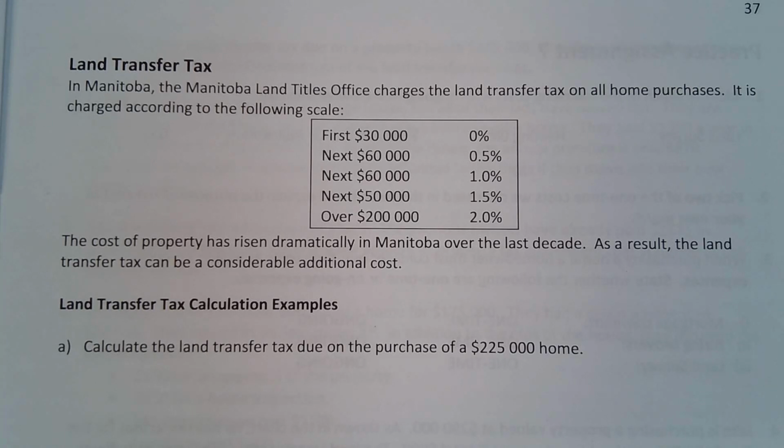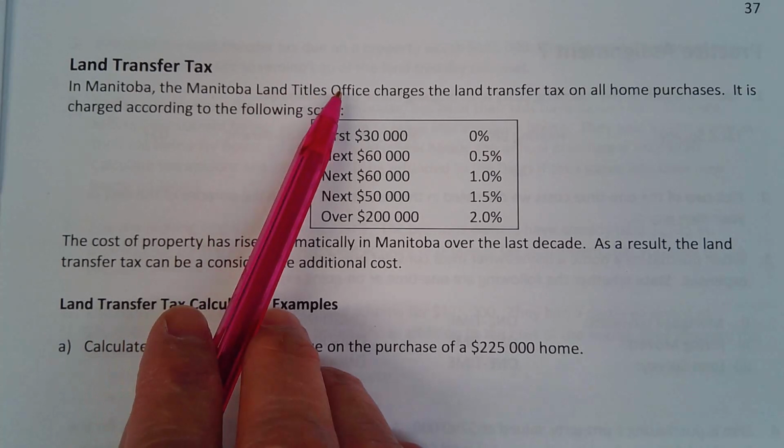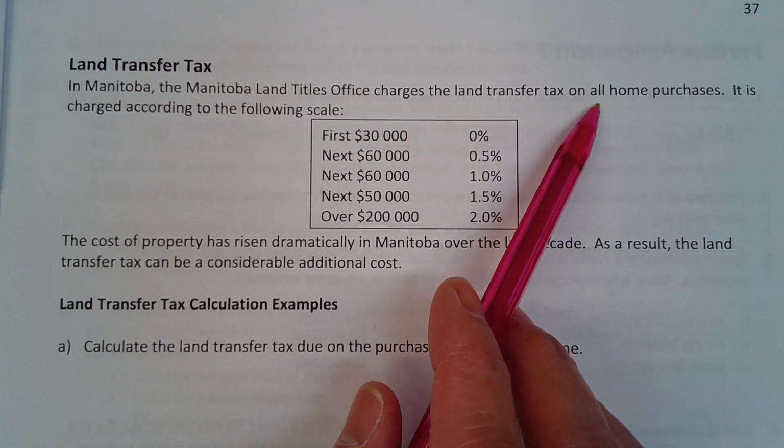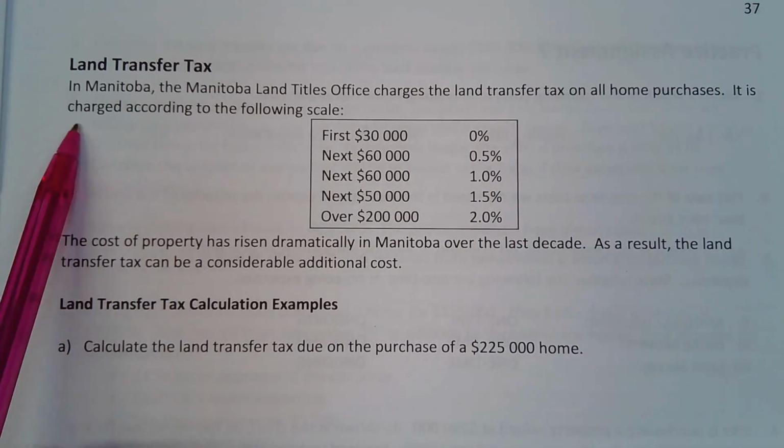Okay, land transfer tax. What does that mean? Land transfer tax in Manitoba: the Manitoba Land Titles Office charges land transfer tax on all home purchases. It is charged according to the following scale. Now this is what it is. The first 30,000, they forgive you, no tax on that one. So that's why 0%. The next 60,000, they charge the tax 0.5%.